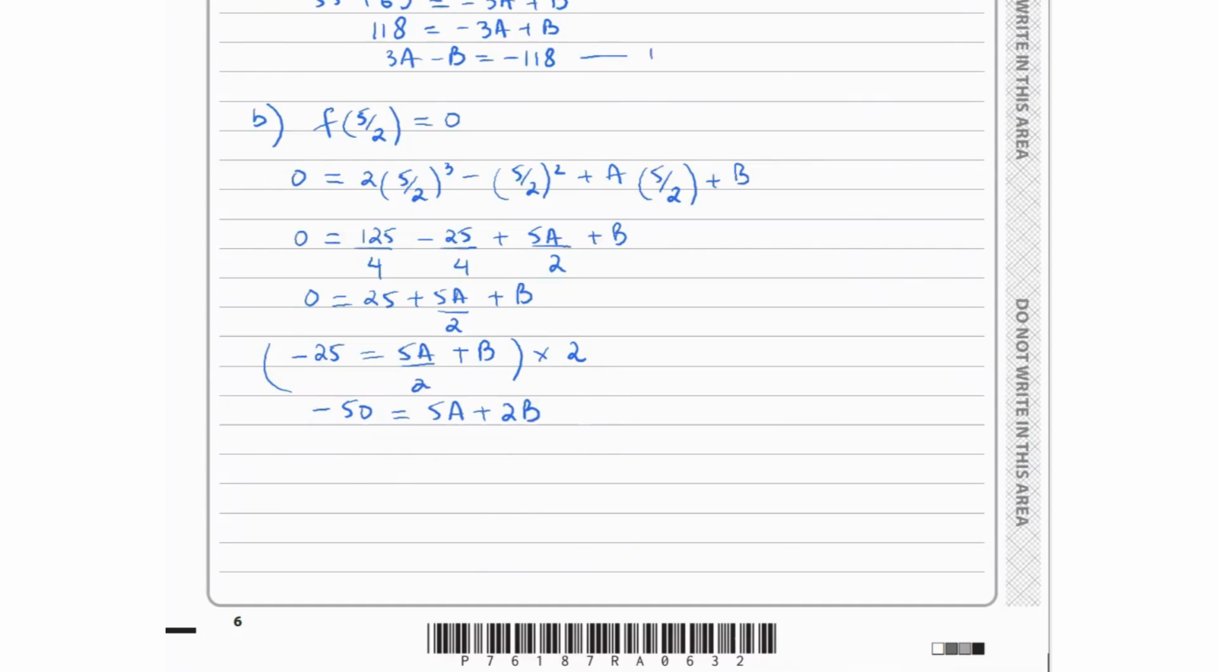So this is one equation. This is the second equation. We're going to solve these two equations simultaneously to find the values of a and b. So let's write them down.